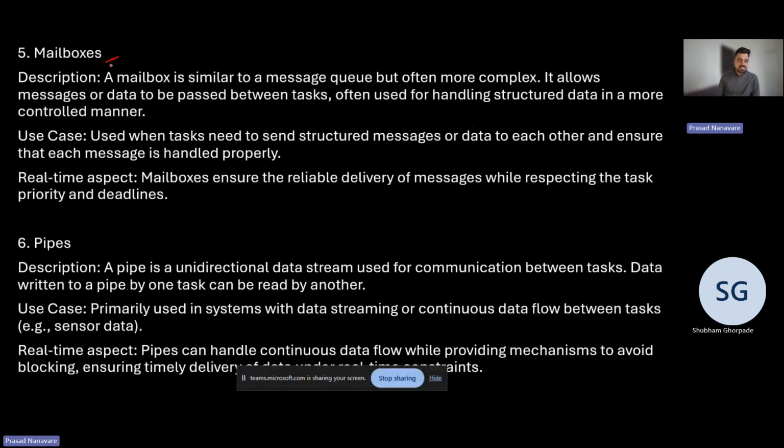We have mailboxes, and there are pipes. A mailbox is similar to a message queue, but a more complex structure than that. It allows messages or data to be passed between tasks, often used for handling structured data in a more controlled manner. Structured data needs the data to be in a particular format. That's what it needs.